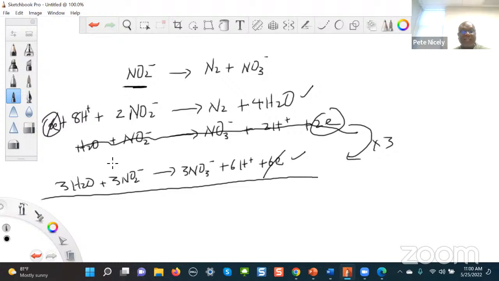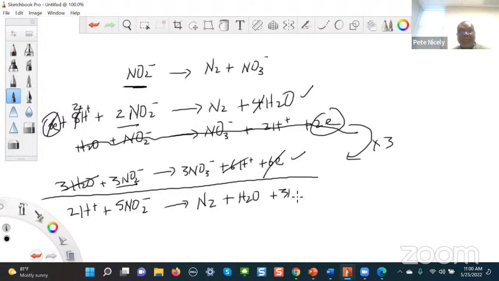with this 6 electrons. These 6 hydrogen ions will cancel out 6 of these, leaving behind 2. And these 3 water molecules will cancel out 3 of these, leaving behind 1. So the final answer is going to be 2H plus, now here we have 2 NO2 minus and 3 NO2 minus on the same side. So that would be a total of 5 NO2 minus, right? And then on the product side, you're going to have nitrogen, N2, plus H2O, plus 3 NO3 minus. And that should be the final answer.